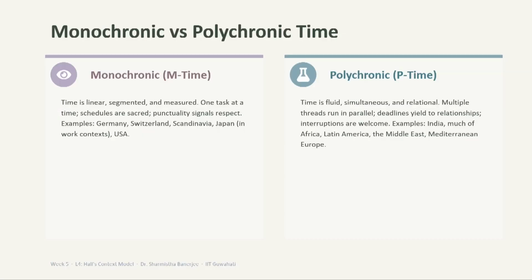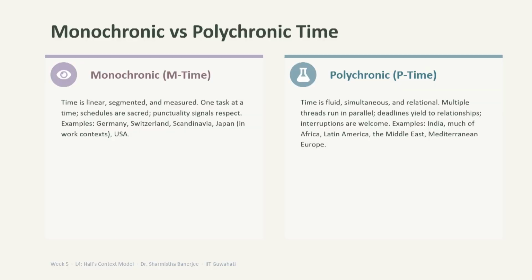Now coming to monochronic versus polychronic time. In a monochronic culture, time is linear, segmented and measured. One task at a time. Schedules are sacred. Punctuality signals respect. Examples are again Germany, Switzerland, Scandinavia. Japan in context of work.